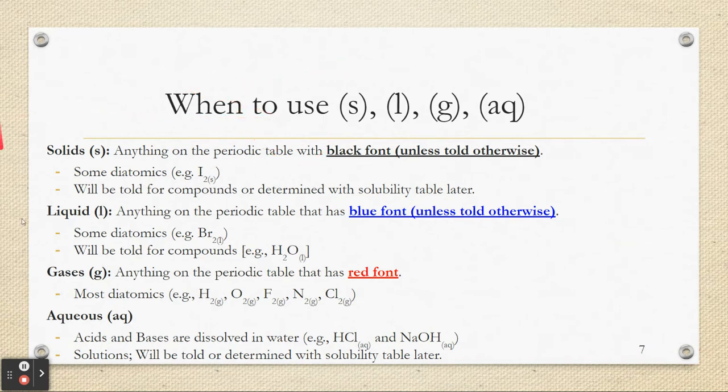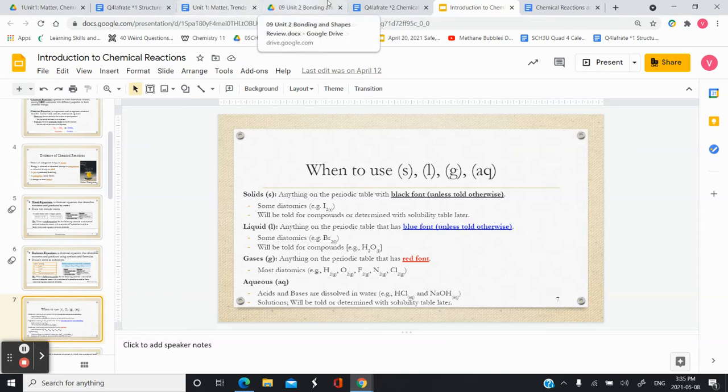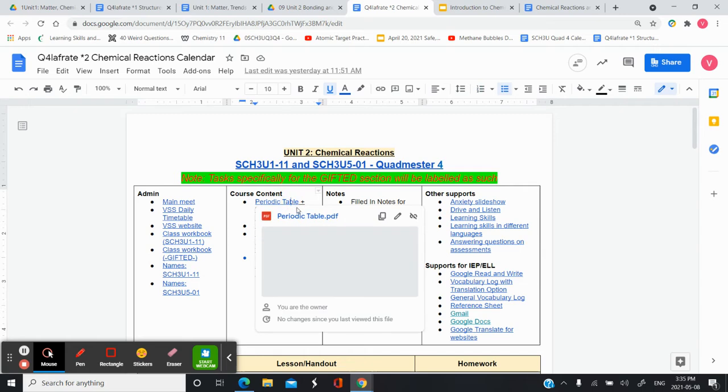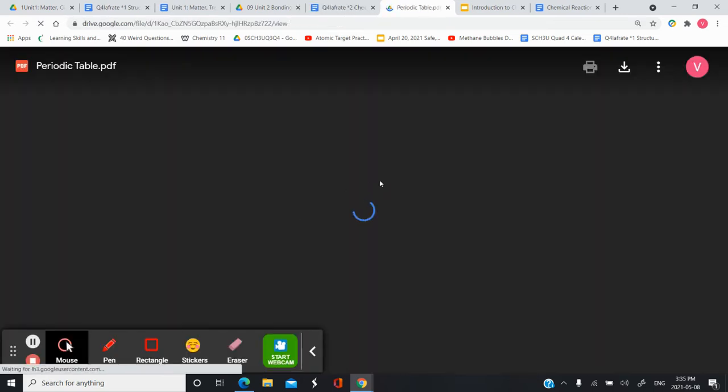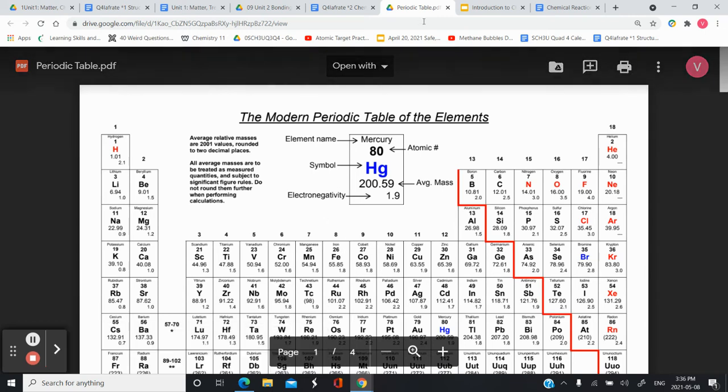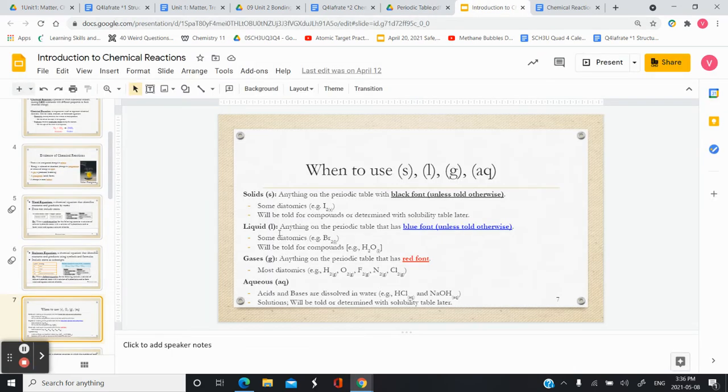So generally, we can use our periodic table to figure out what the states of a substance will be when we're writing out the equation. Generally, anything on our periodic table with black font, unless otherwise told in the question, will be solid. So if we go to our periodic table, remember from either Unit 1 or Unit 2 calendars, it's in every calendar here. We click on periodic table. So anything with black font, we can assume is usually going to be solid in the equation that we're writing. And then anything with blue font is going to be liquid unless told otherwise.